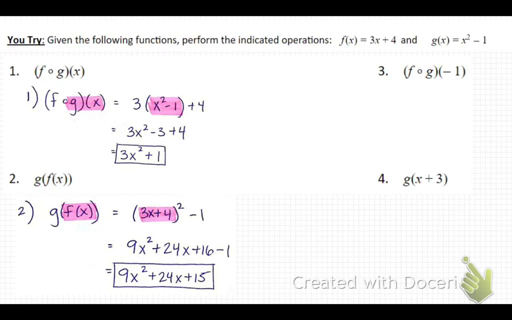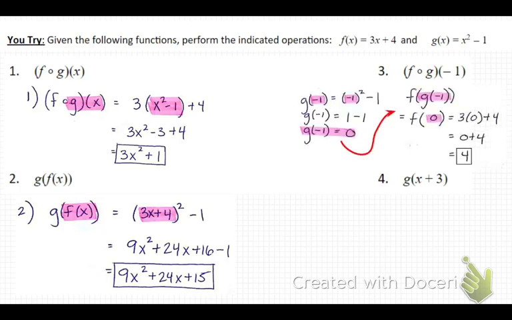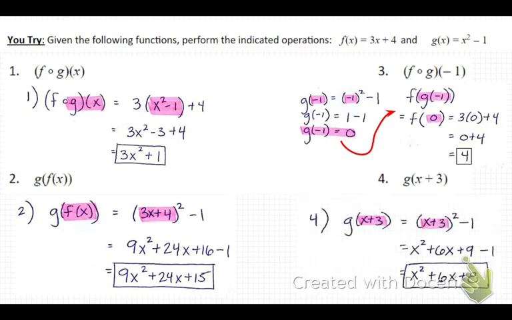Okay, are you done with number 3? Yes. Okay. Here is number 3. That's like what we did on the first day of this lesson. Okay, g of negative 1 is 0, but you need to plug that back into f. 3 times 0 is 0, plus 4 is 4. And then did you finish number 4? This is like what we did on Friday. Yes. Okay, here's number 4. Please check your answer. And again, that x plus 3 quantity squared means use the box method or FOIL, okay?